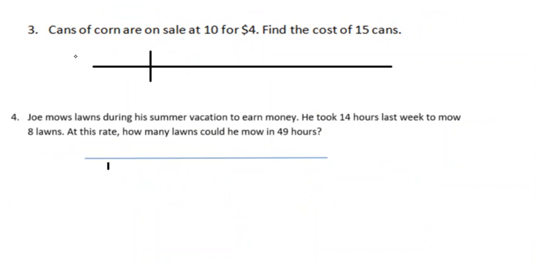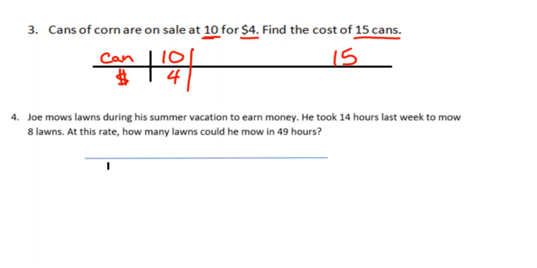All right, cans of corn are on sale 10 for $4, and what's the cost of 15 cans? All right, so go to your numbers. What are you looking for? So 10 to 4. 10 represents cans of corn, whatever you want to say. 4 represents money. Okay. The other piece of information is 15 cans. Cans are on top.